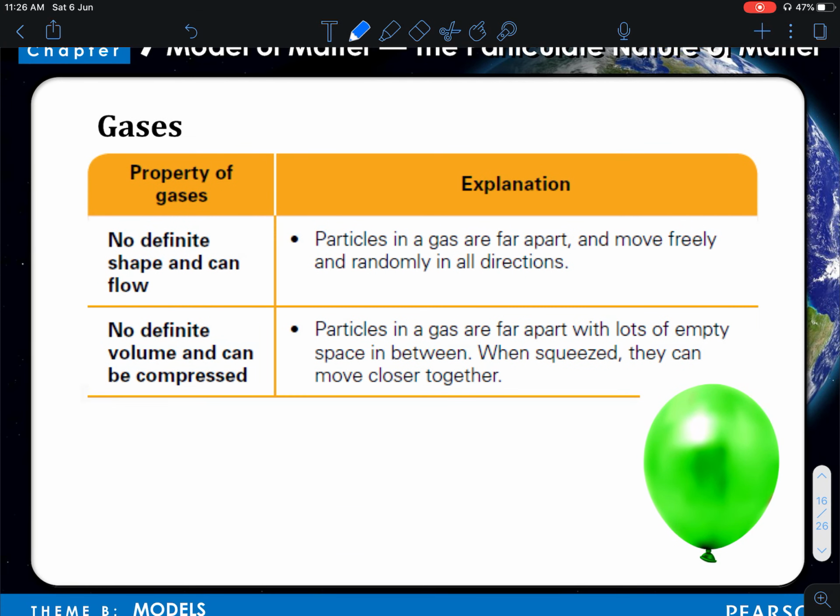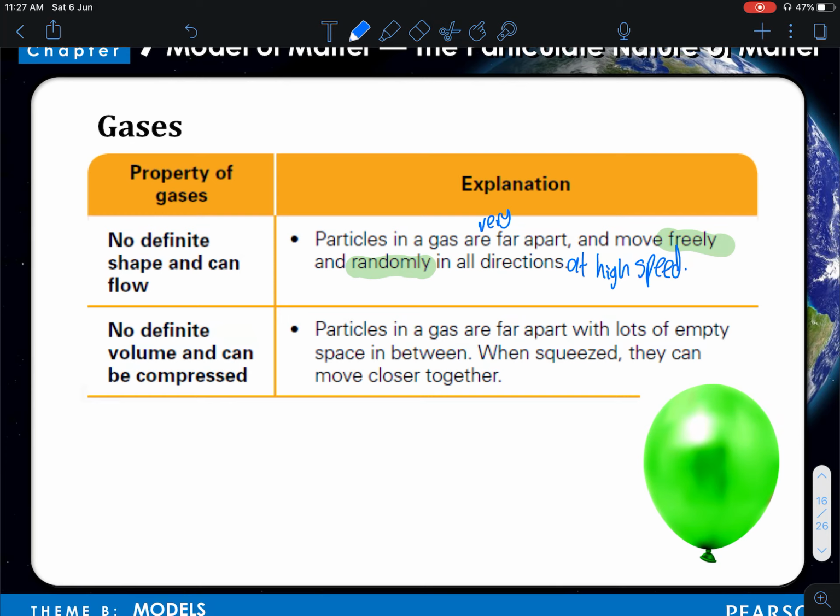Next, for gas, the particles are very far apart and move freely and randomly in all directions. In gas, please make sure you have these two words. If you don't write randomly and you just say freely, you won't get the full mark. You have to say random and freely in all directions at high speed, to fully describe the motion of the gas.